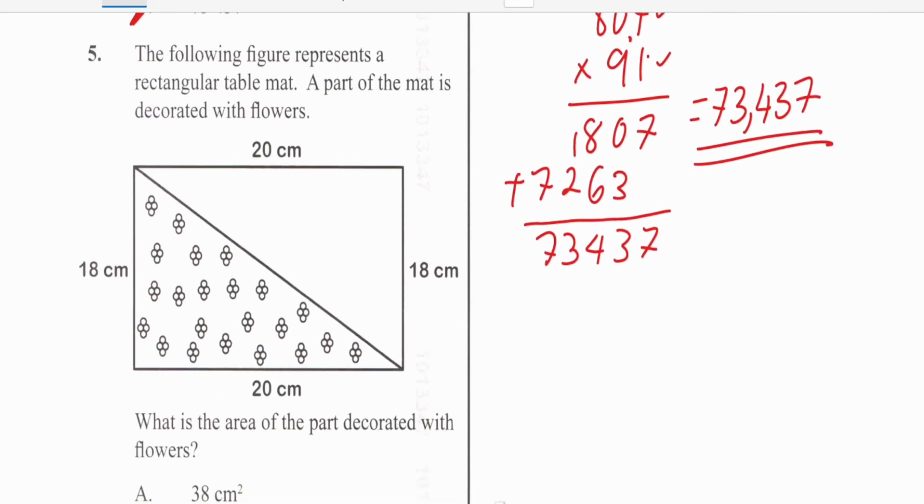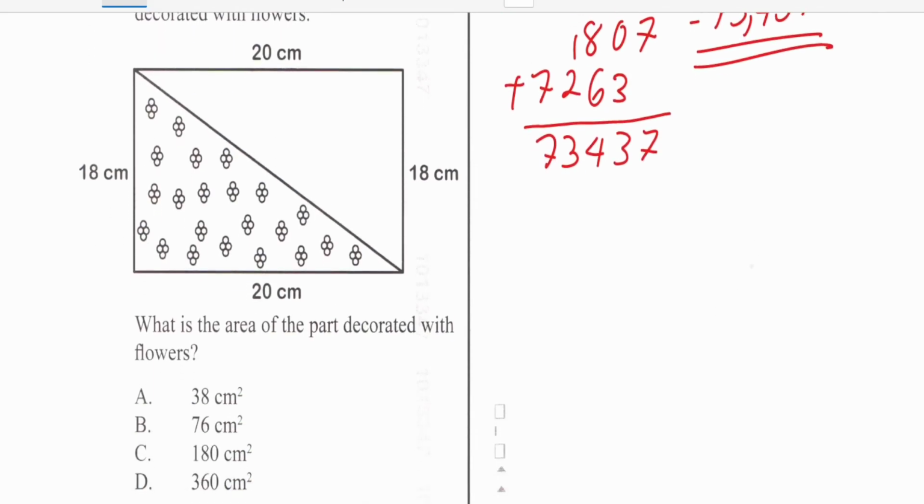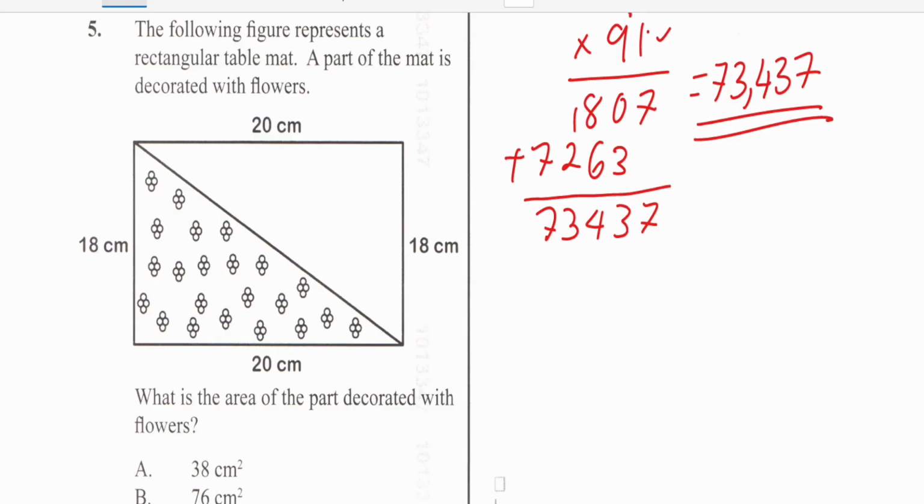Now for question 5, I can scroll it down, but we've been told that the figure, which is the following figure, represents a rectangular mat. A part of the mat is decorated with flowers, which is this one. What's the area of the part decorated with flowers?